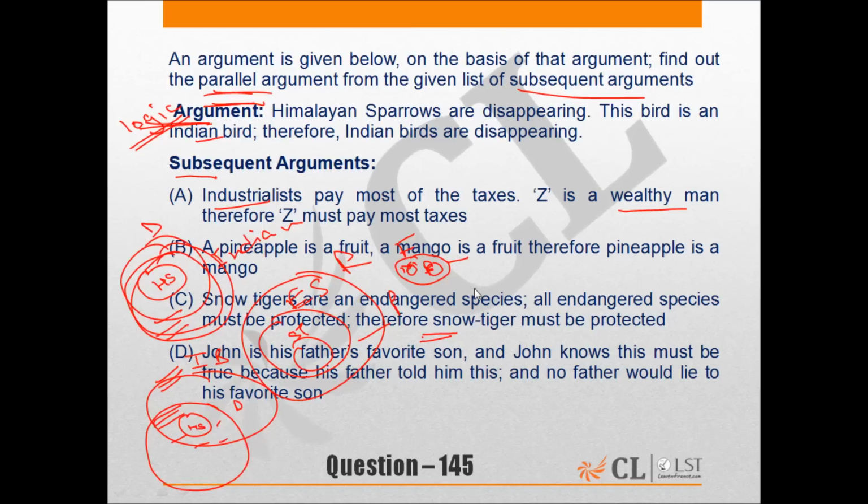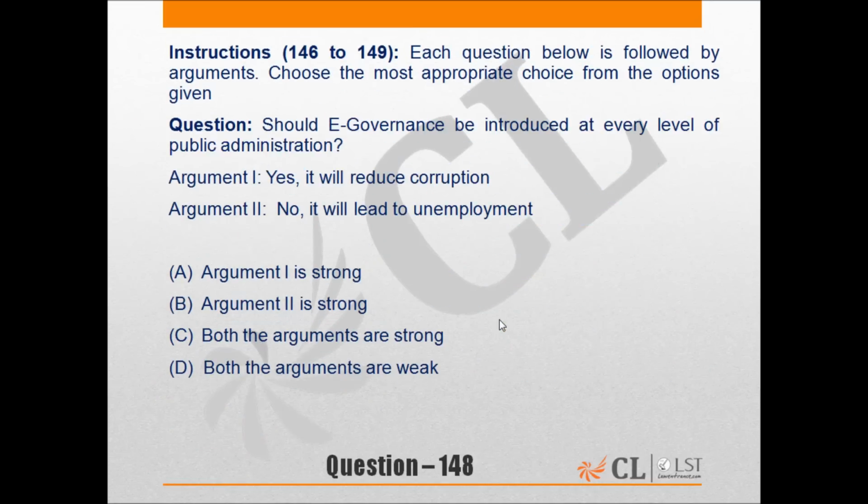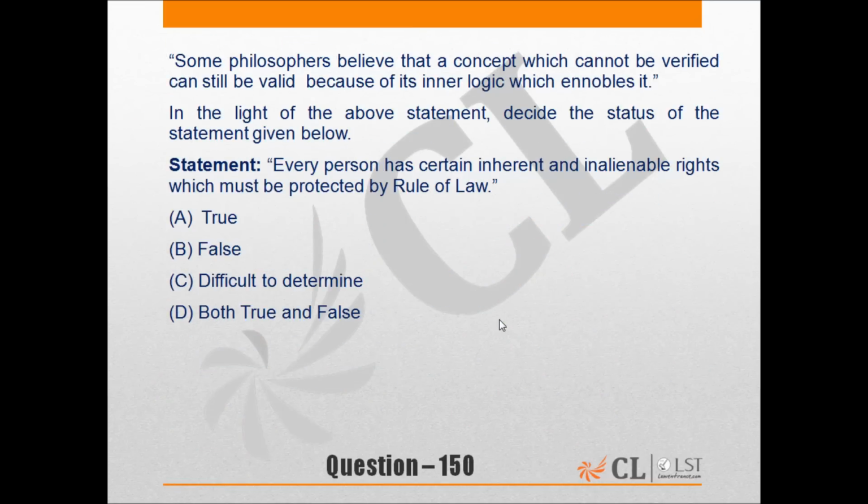146 to 149 we have already discussed. Let us come to the last question in this set, question 150. Here we are given a statement. Now we have to judge another statement on the basis of the first statement. What does the first statement tell us? Some philosophers believe that a concept which cannot be verified can still be valid because of its inner logic, which ennobles it. Ennobles means to make something nobler, to make something better.